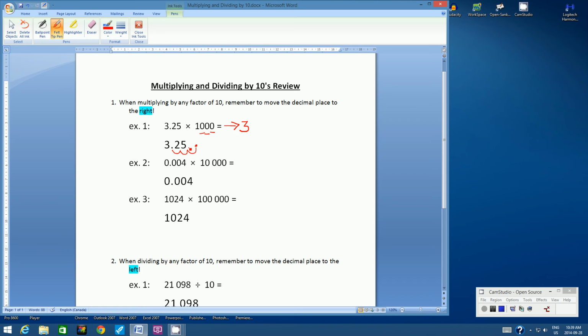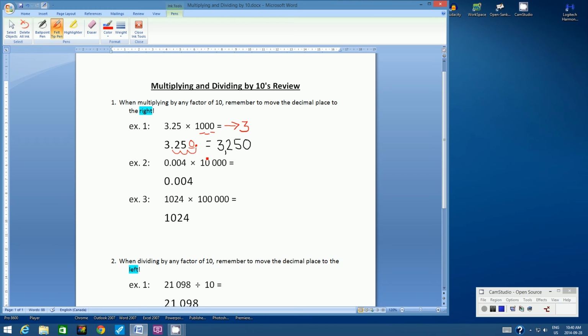Now, we have an open place value here that we have to fill. So we're going to fill it with the number 0. So when we rewrite our answer, 3.25 times 1,000, we go left to right. We write in the 3, the 2, the 5, and the 0. And we see that this answer is actually 3,250. All right, let's have a look at example 2.